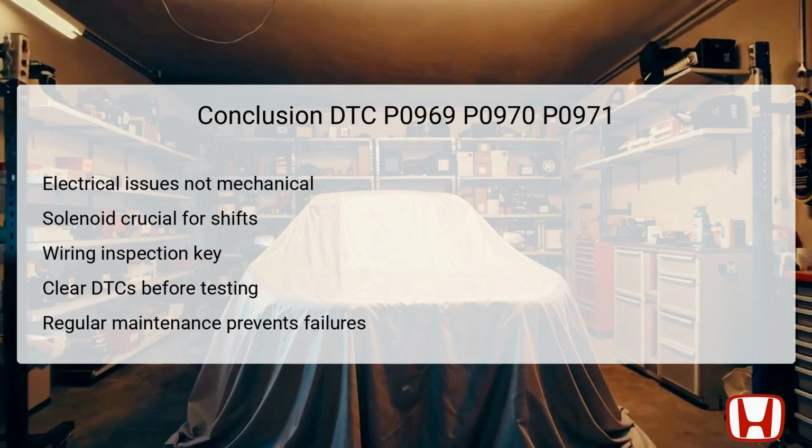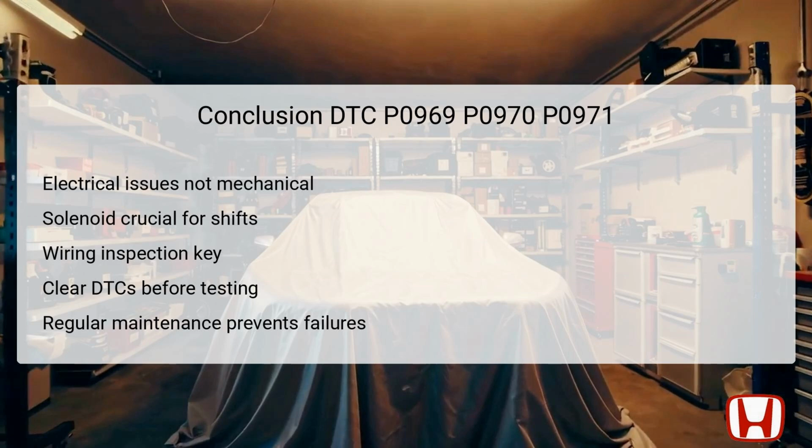In conclusion, the DTC codes P0969, P0970, and P0971 specifically highlight the importance of addressing electrical issues, as these faults are not related to mechanical failures within the transmission system. The AT clutch pressure control solenoid valve, C, plays a vital role in ensuring seamless gear shifts, making any dysfunction critical to overall vehicle performance.